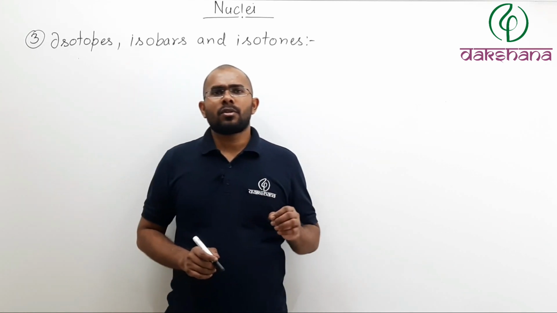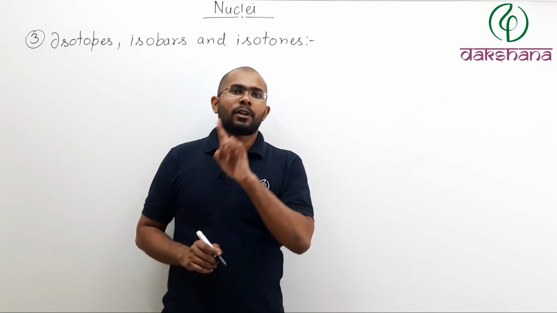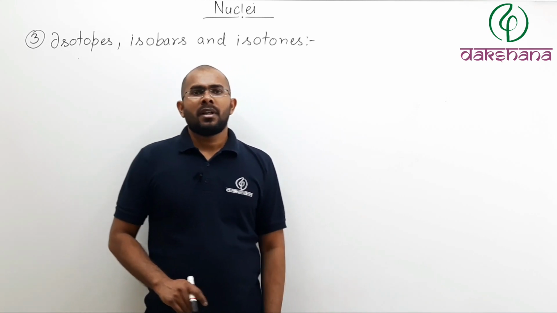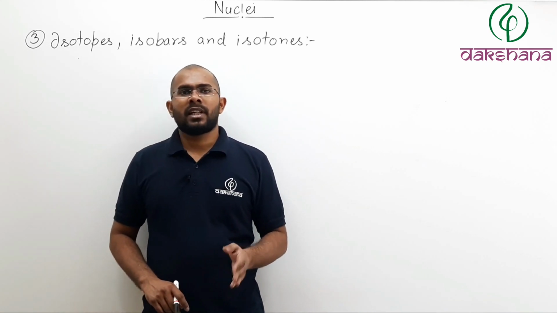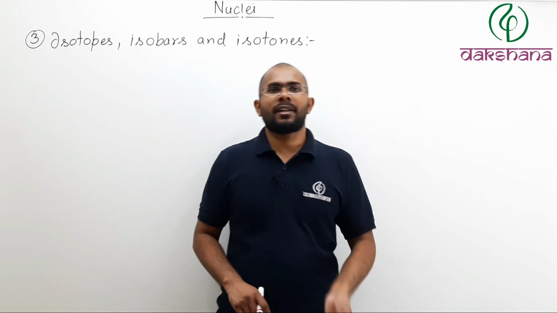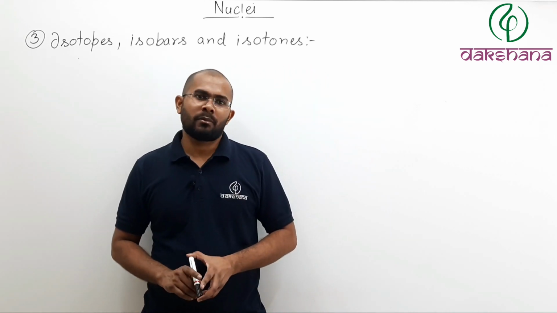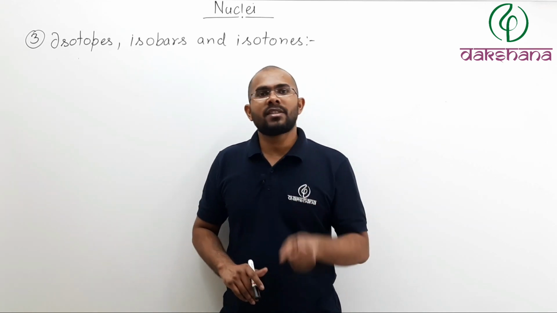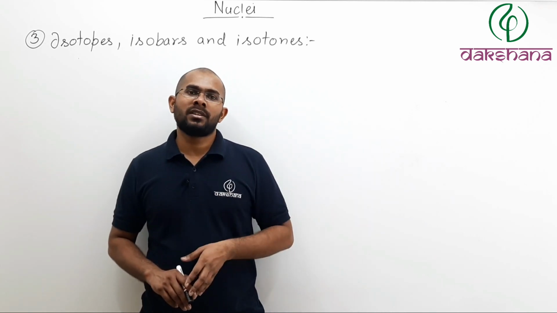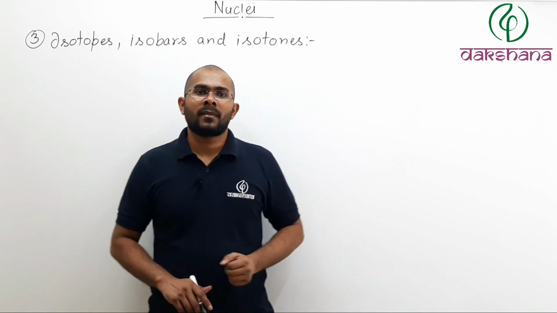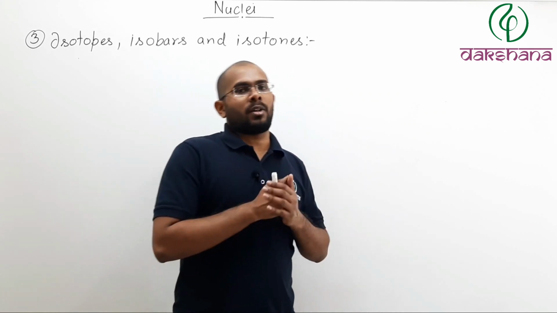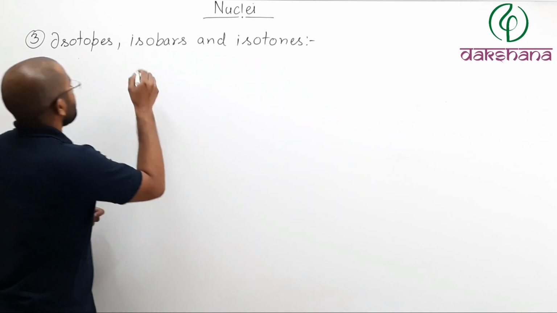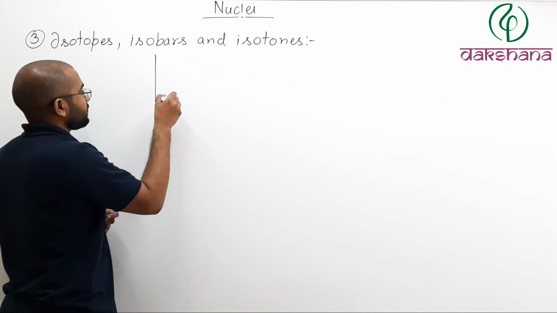Now in the case of isotopes, what was the case? Atomic number was the same, mass number was different. Now, is it possible that the mass number is the same and the atomic number is different? Remember, it is not possible in the same element. Why? Because as soon as you change the atomic number, your element changes. So in the same element it is not possible. But what about different elements? So what are isobars?